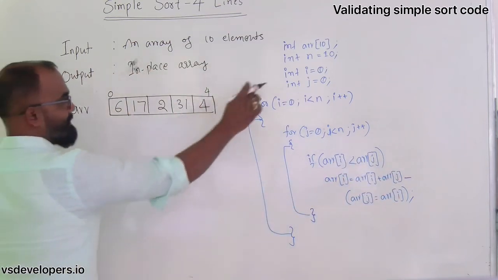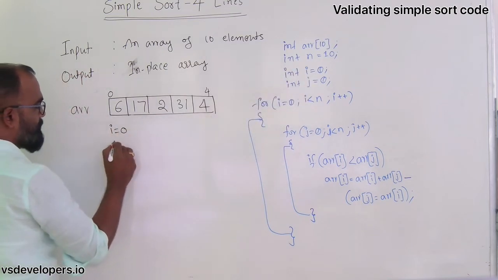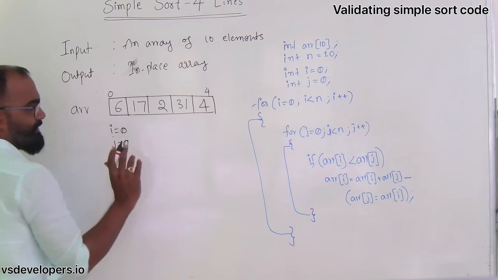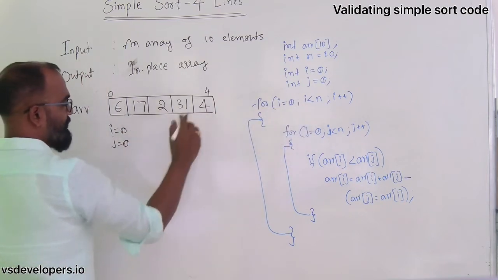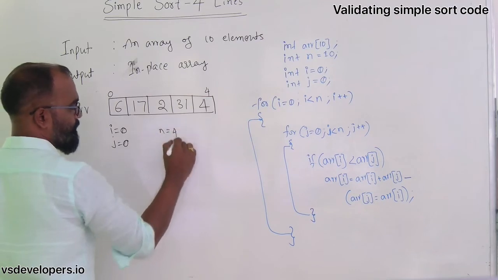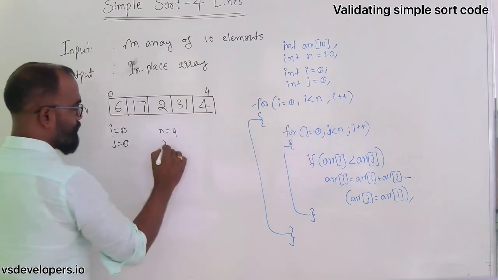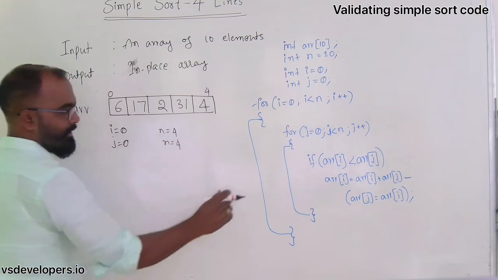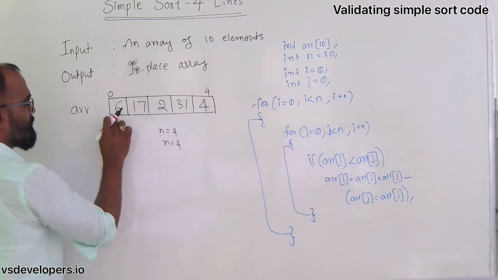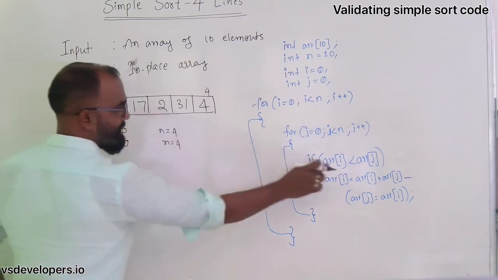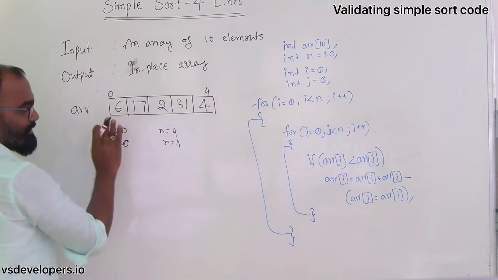Now let us take I is 0 and J is 0 to start with. I starts at 0 and goes up to N, where N is 4. Then another loop begins with 0 and this also goes up to 4. What is happening here? Array of I, which is array of 0, this one 6, is less than array of J. J is also 0. So 6 less than 6, false.